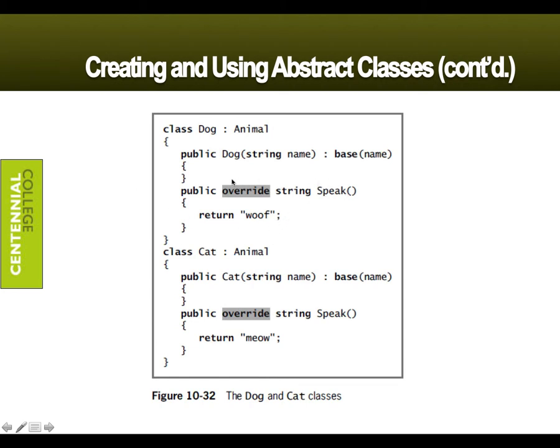So here is this method speak, and it has to have the same access modifier and return type. But I need to use the override keyword and then return something. In this particular case, when a dog speaks, it says woof. And when a cat speaks, it says meow. So I must override all abstract methods. I must override.